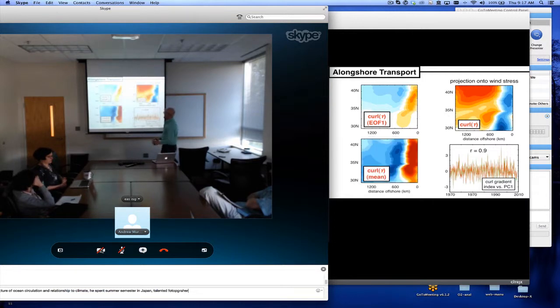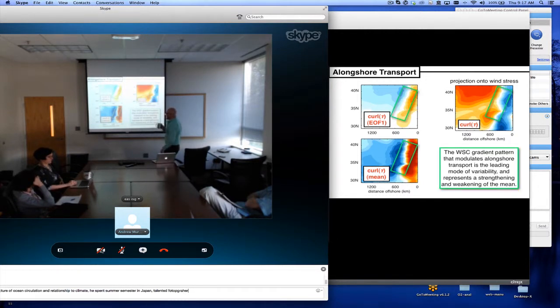It also has a strong resemblance to the mean. So that means that the wind stress curl gradient pattern modulates along-shore transport as the leading mode of variability and represents a strengthening and weakening of the mean. So we've got this nice little narrative about what exactly is going on with large-scale transports. Basically, the mean has some sort of modulation to it, and that tends to produce an Ekman pumping response, which gives you this large-scale transport variability. Okay. So we feel like we've done a pretty good job with large-scale transports.